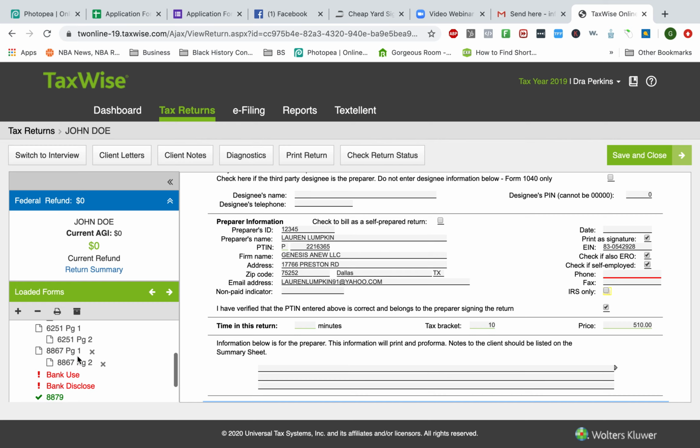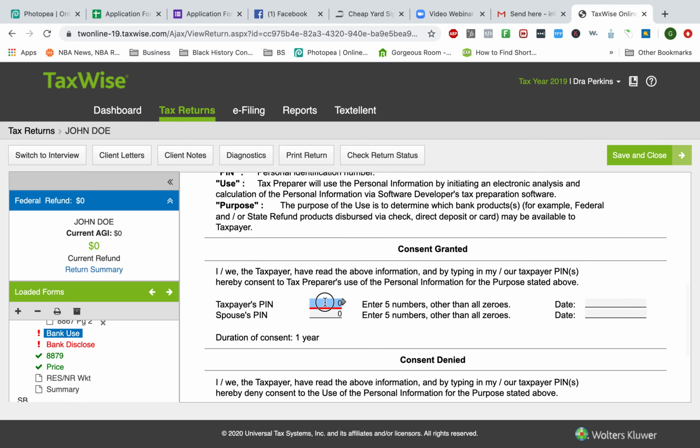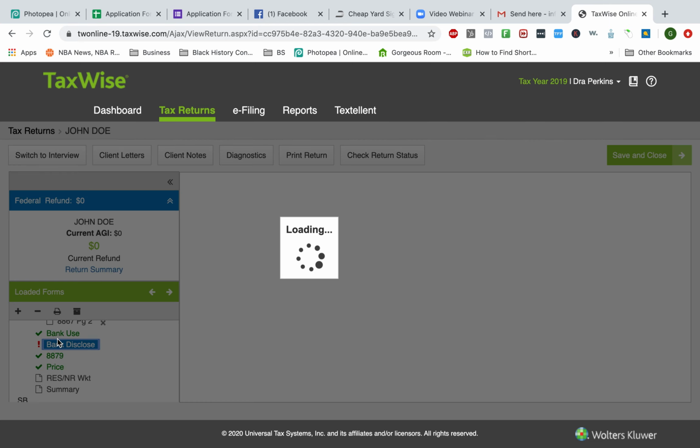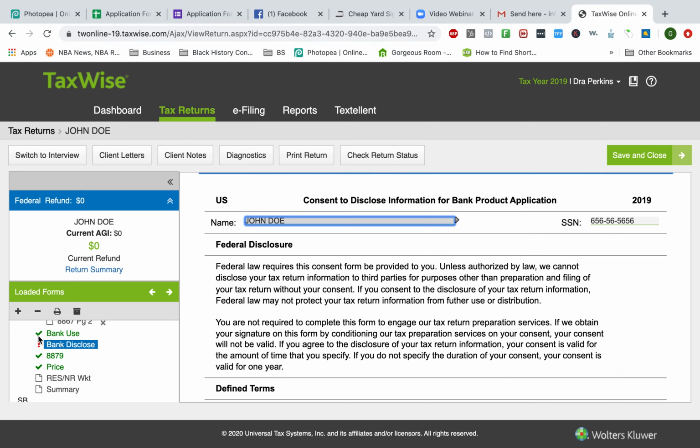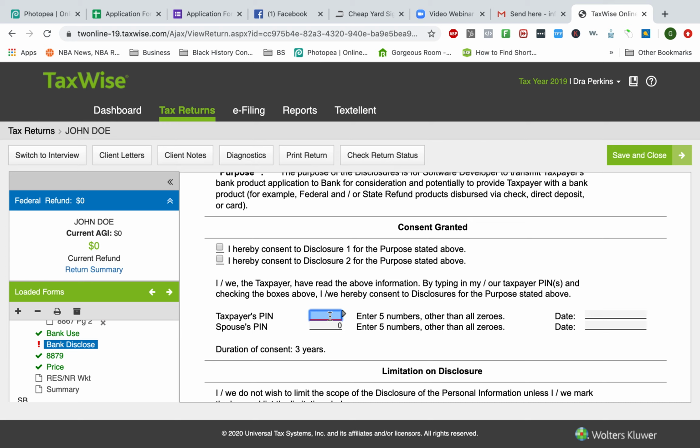So what I'm going to do now is I'm going to go down. I want those bank forms to be active, so I'm going to put in the PINs and the dates. All right. Remember, when that green check mark appears, it means that you're finished with that page. Nothing else to do on that page.